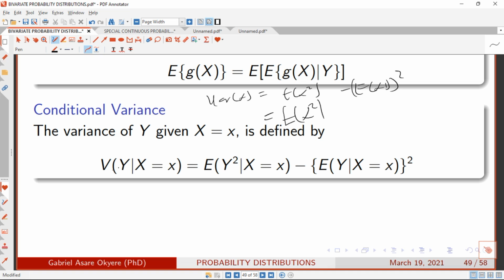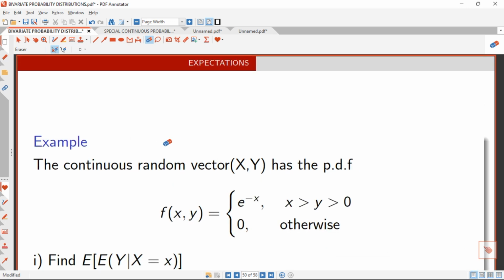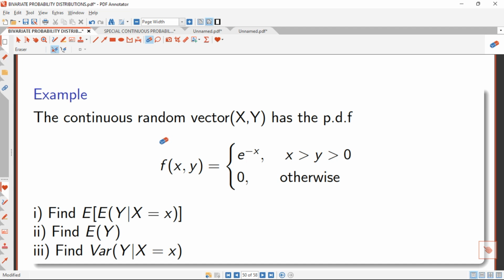For this one, we are saying the variance of y given x. Instead of the x, here it is supposed to be y. So the expectation of y squared given x minus the expectation of y given x equals small x, all squared. That is how it is done for the conditional variance too. When you do it that way, you also get a conditional variance for these random variables. So let's solve questions to understand all that I've been explaining so far.